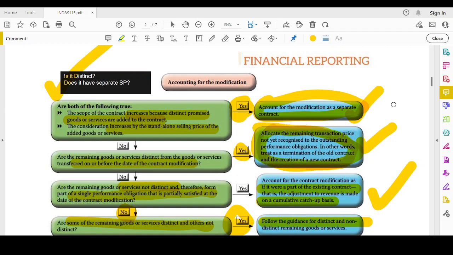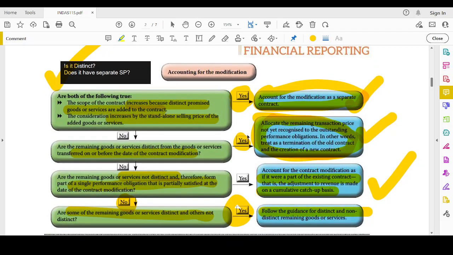Okay. No, reserves are not distinct. And it's partially satisfied. For example, I have already entered into a contract of delivering 1,000 pens to you, and now you are asking me for an additional 500 pens, and you are also asking me to deliver all the 1,500 pens at rupees 9. Initially I would have recognized the revenue as 1,000 into 10, 10,000 rupees. Now, since you are asking me to compromise on the price, there is consideration which has already been partly satisfied to you.